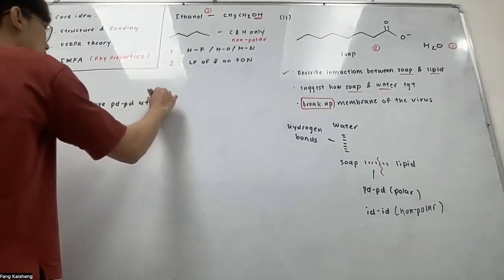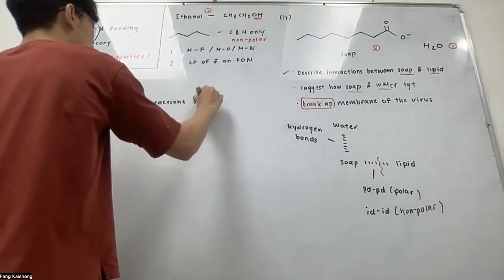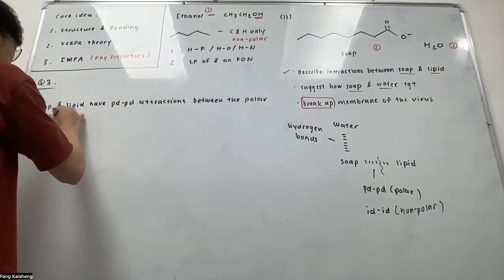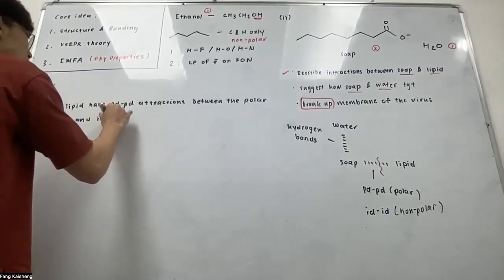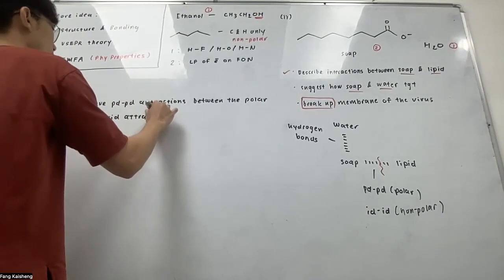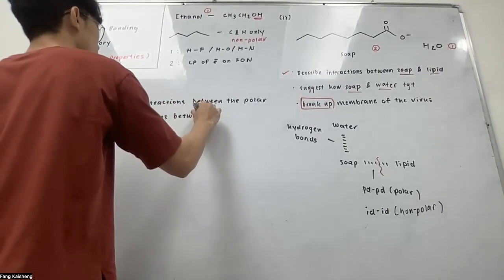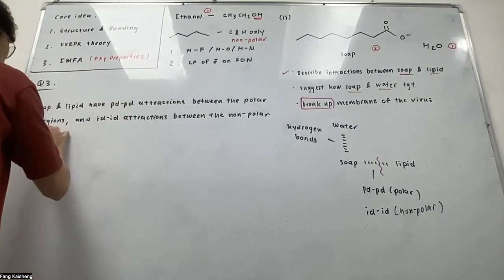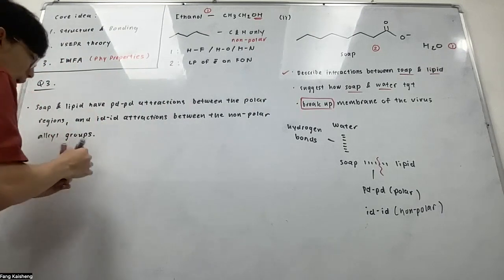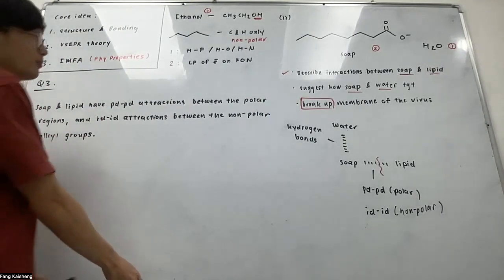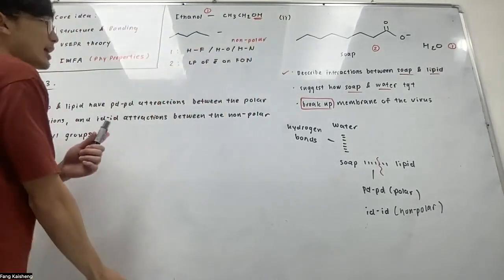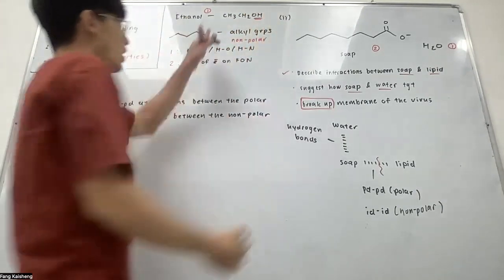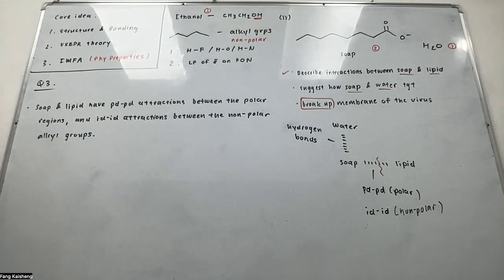Okay, so you mentioned the attractions. So the lipid, PD attractions between the polar regions. Okay. And ID attractions between the non-polar alkyl groups. So I know you all never really see the word alkyl groups before. Basically, all these zigzag lines, you will learn next time. Now you just write it down first. They are called alkyl groups. This is made out of carbons and hydrogens. Okay?